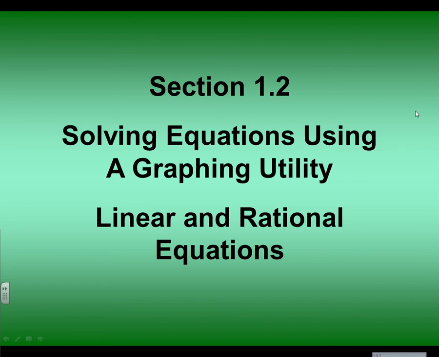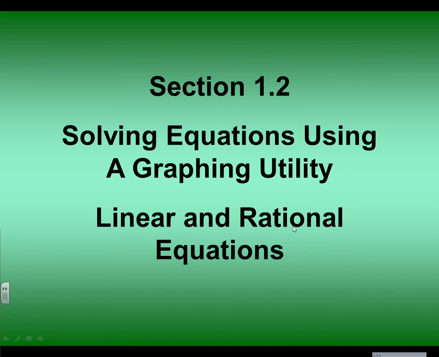All right, let's get started here with 1.2. We're going to solve equations, and we're going to do that two ways. We're going to use a graphing calculator. That's our graphing utility. Whenever you see that in the textbook, remember that graphing utility is just what the book is using to say graphing calculator.